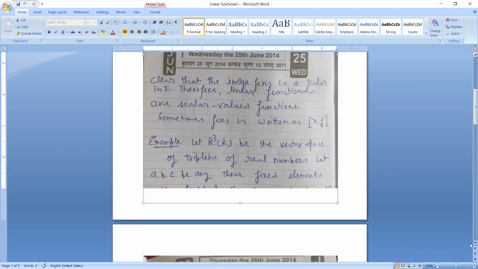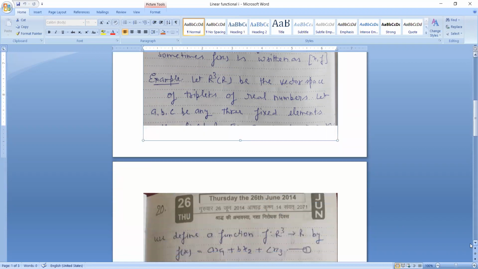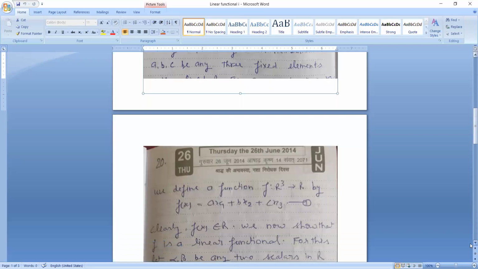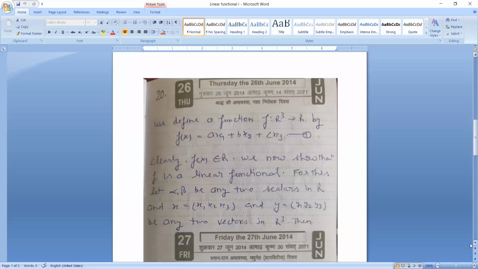For example, let R^3 be a vector space of triplets of real numbers. Let a, b, c be any arbitrary fixed elements. We define a function f from R^3 to R by f(x) is equal to a x1 plus b x2 plus c x3. Clearly, f(x) belongs to R. We show that f is a linear functional.